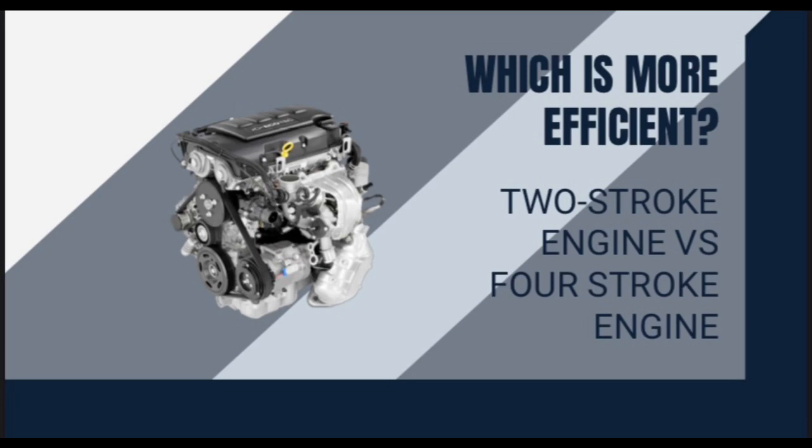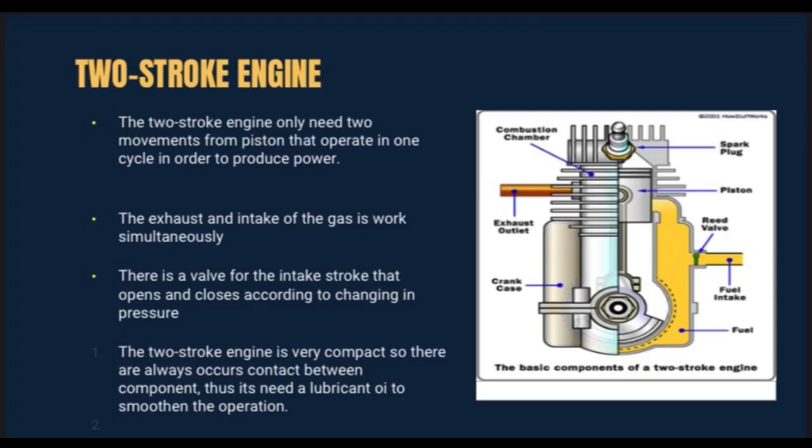We are from Group 11 and in this short video we're going to analyze the principle of two types of engine, which are the 2-stroke and 4-stroke engine. In the first part we're going to focus on the efficiency of both types of engine. But before we go deeper, we need to know the criteria of both engines. So let's start with the 2-stroke engine.